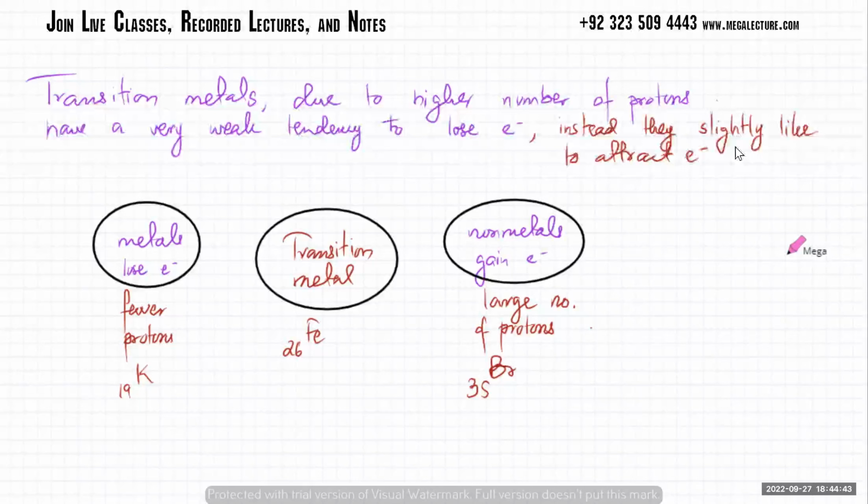A non-metal will gain electrons, right? If it's bromine, it has a very powerful tendency to actually attract electrons. It's going to gain that electron. It's going to become -1. Iron won't do that. Iron is not going to gain electrons, but it has this attraction for electrons. Okay? So it's somewhere in the middle.